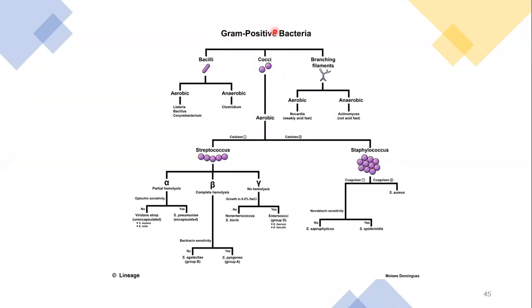So you have gram-positive bacteria. You've already gone through the cocci. And for the cocci, based on catalase, they can be positive or negative. Positive being Staph aureus. For the staph, you know, they are grape-like. You can differentiate them by coagulase. Coagulase positive, Staph aureus. Coagulase negative, you have two species, use novobiocin sensitivity. If they're sensitive, epidermidis. If it's not sensitive, or resistant, Staph saprophyticus.